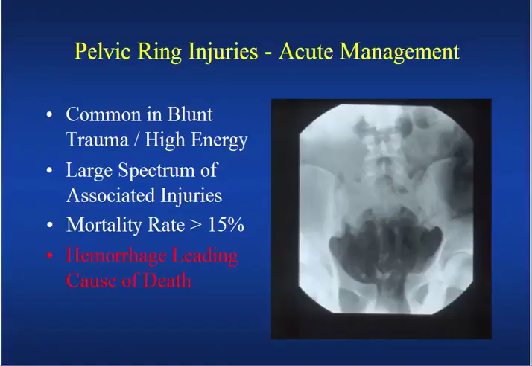Now, what about the acute management of pelvic ring trauma? Well, remember that pelvic ring injuries are very common in blunt, high-energy trauma. There's a large spectrum of associated injuries, and the mortality rate, if you look at all patients with significant pelvic ring injuries, can be as high as 15%. Not all of them necessarily die from their pelvic injury itself, but it is an indication of significant high-energy trauma. And if a patient presents with a significant pelvic fracture and they have subsequently died, then hemorrhage is usually the culprit.